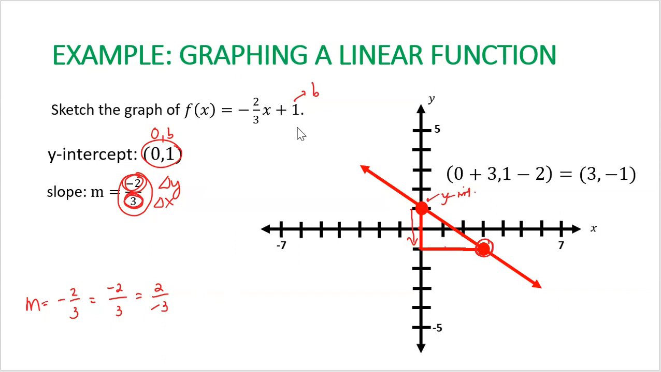So connecting these 2 points, that's the graph of f of x equals negative 2 over 3 times x plus 1. So there are three ways of graphing a linear function. First is through the use of table of values. Second is through the use of the intercepts. And third is through the use of the slope and the y-intercept.